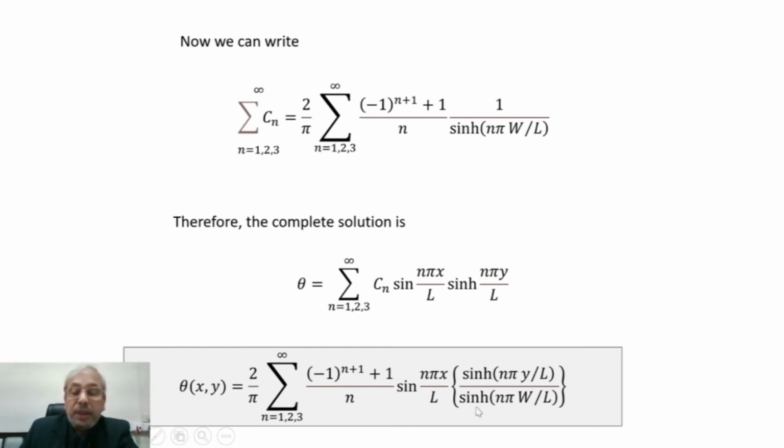So this becomes a complete analytical solution that will give us the distribution of temperature anywhere on the plate. We have to substitute the correct value of x and y, and depending on the x and y coordinate, we can get the exact value of theta anywhere on the plate. That is the beauty of analytical solution.